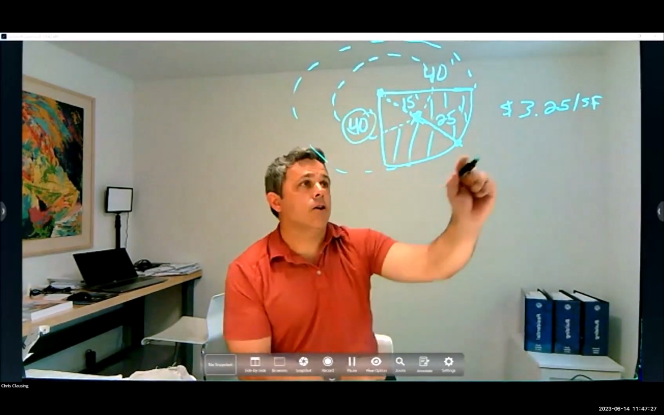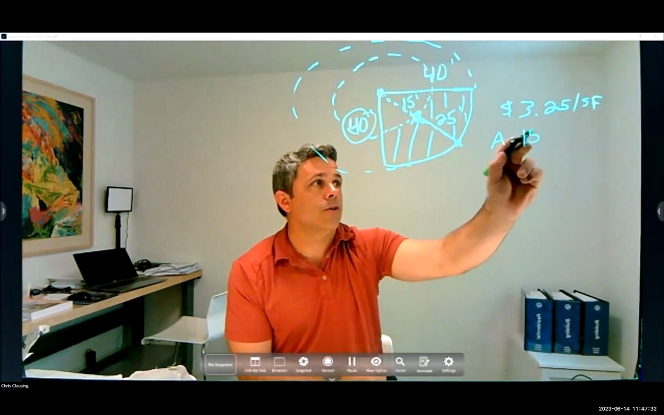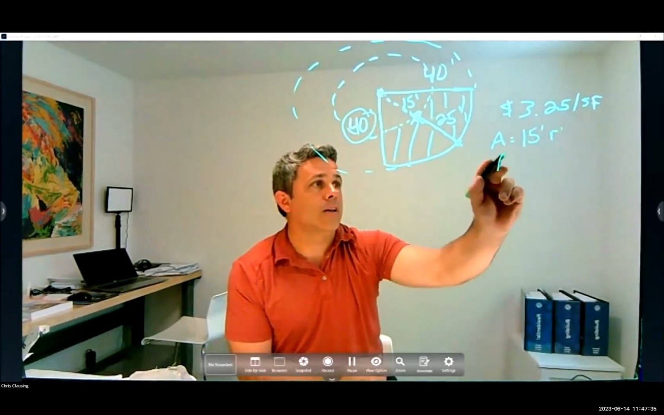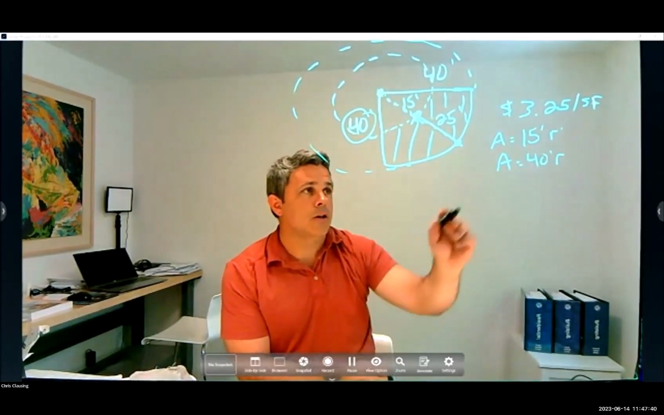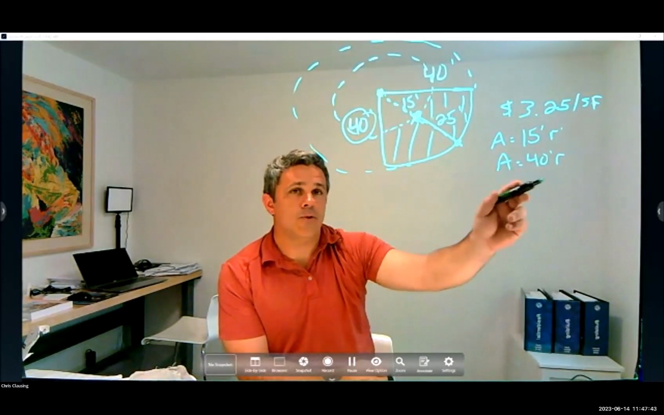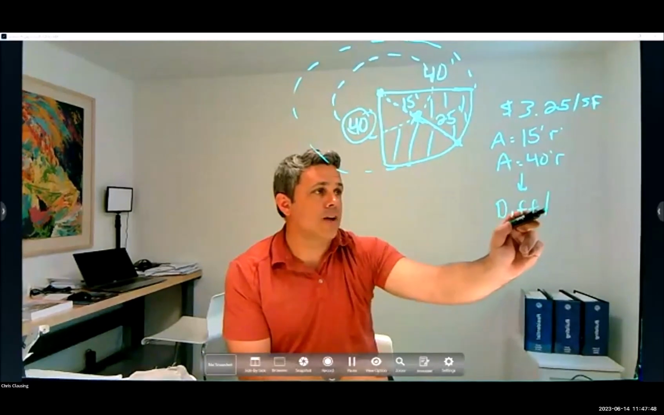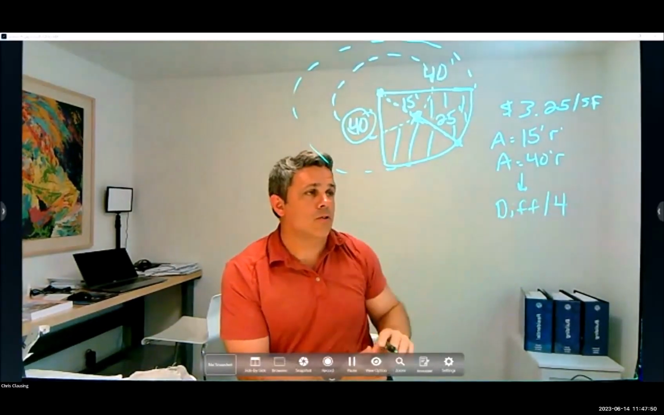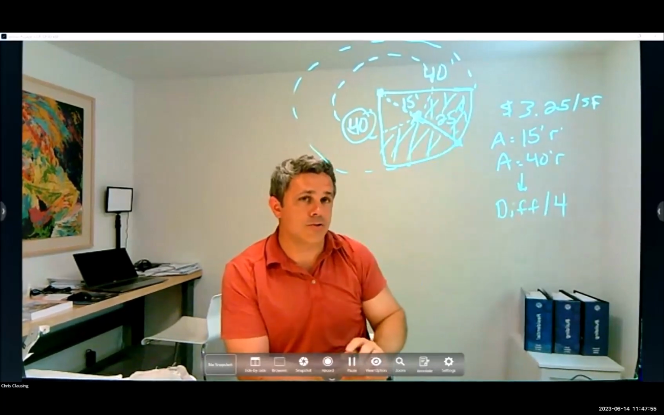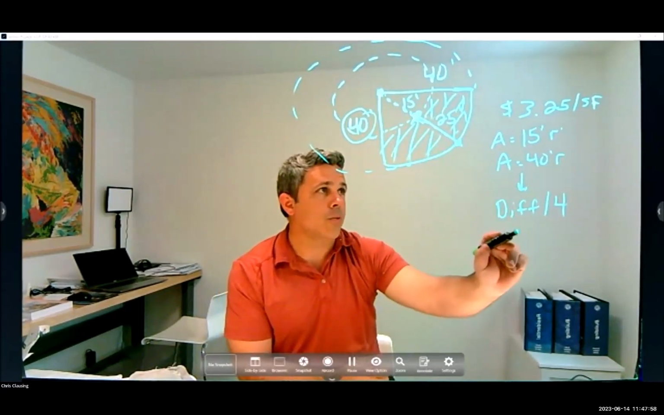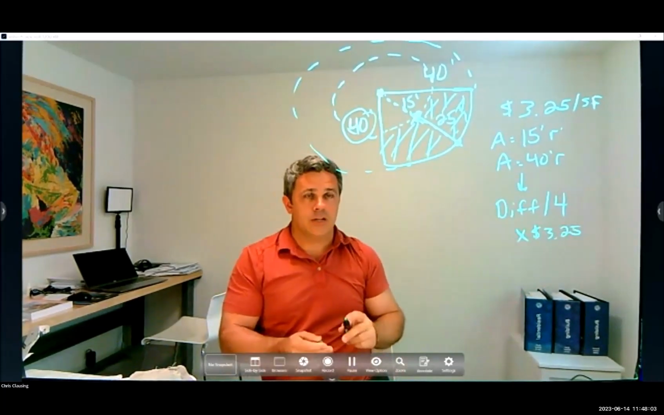So using the calculator, you're going to find the area of the 15-foot radius and the area of the 40-foot radius, just doing the same thing we did on the calculator. You take the difference of those two, and then you divide that difference by 4. That gives you the proper square footage for the shaded area. Then you multiply that number times 3.25, or whatever number they give you, to get the answer.